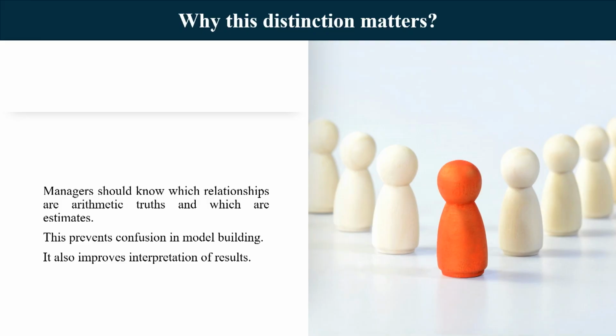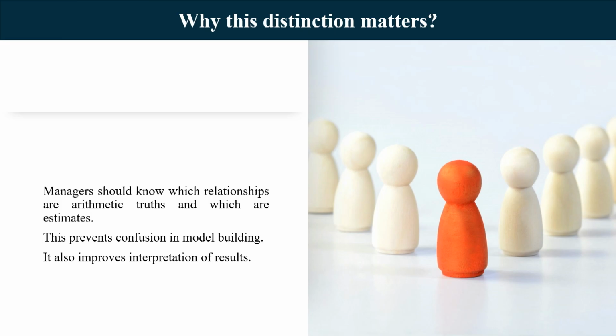On the other hand, identities remain universal; they do not change with context or with any other market dynamics. Why does this distinction matter? It matters because managers should know which relationships are arithmetic truths and which are estimates. The moment I calculate sales in terms of price and quantity demanded, it is a universal truth. There are no ifs and buts, nothing to do with the context or the market dynamics, it will always remain true.